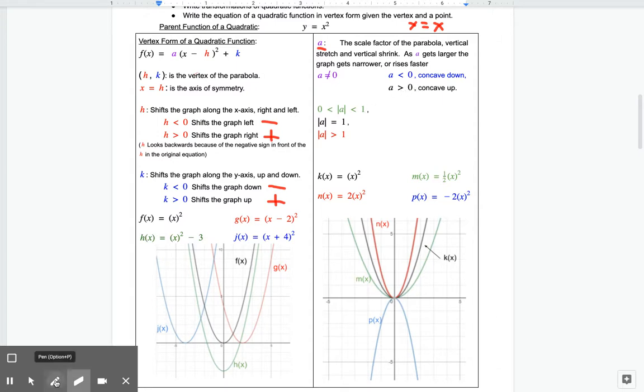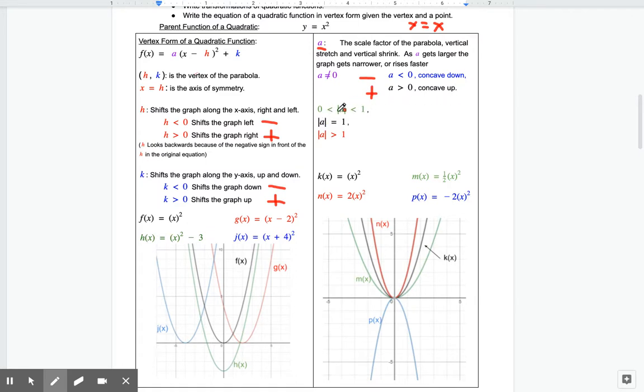If A is less than 0, it's concave down. So if A is less than 0, that's a negative. So in this case, we have the function here, we have -2, so we see that the parabola opens down. If A is greater than 0, it's concave up. So if A is positive, concave up.